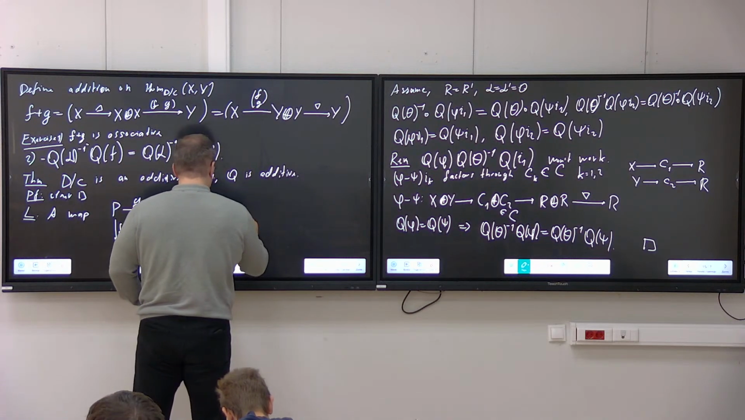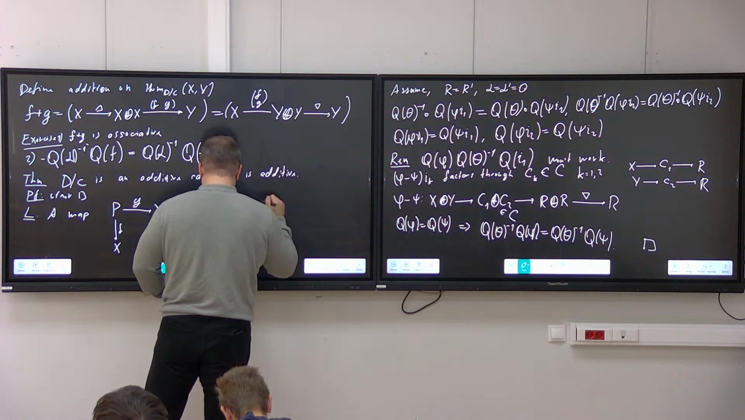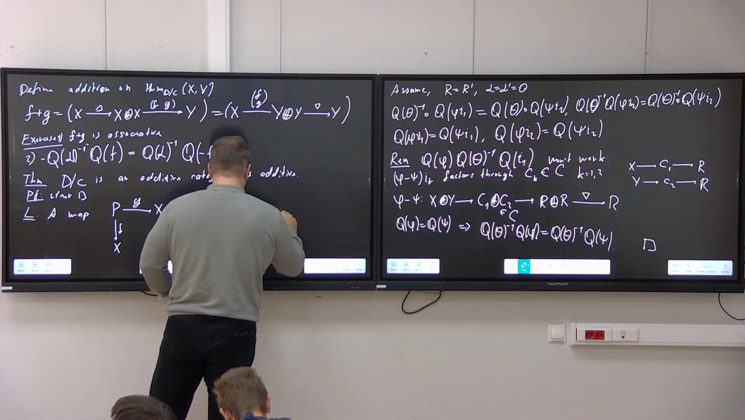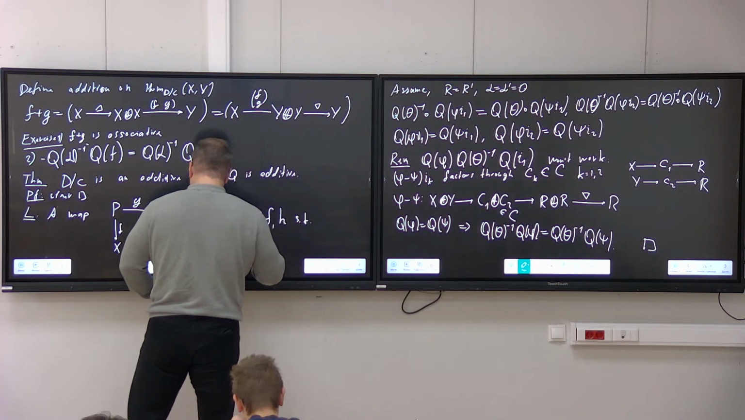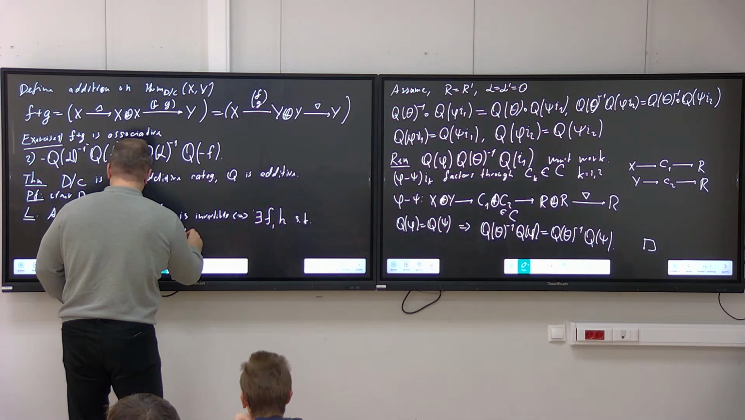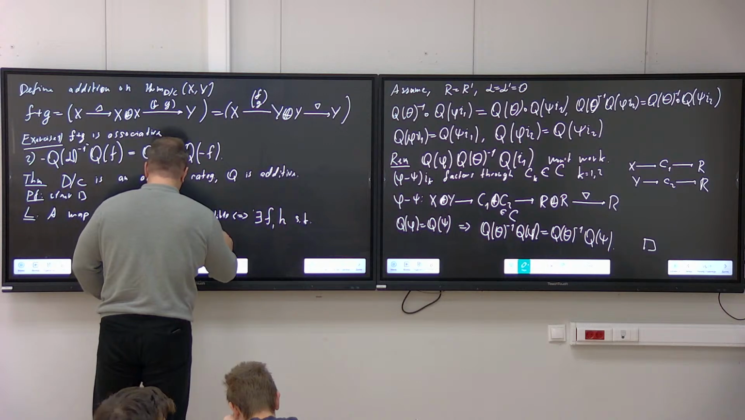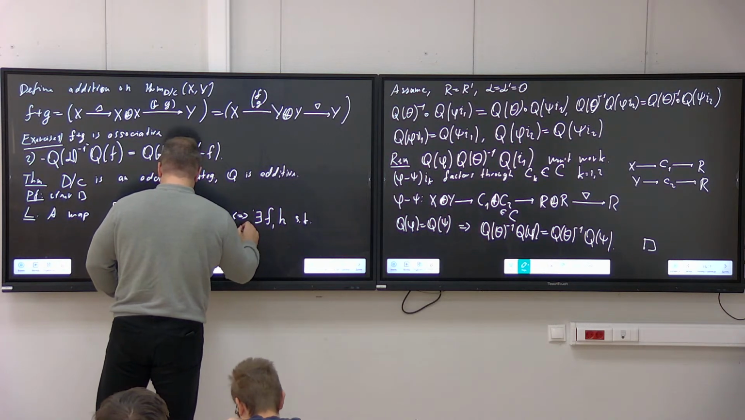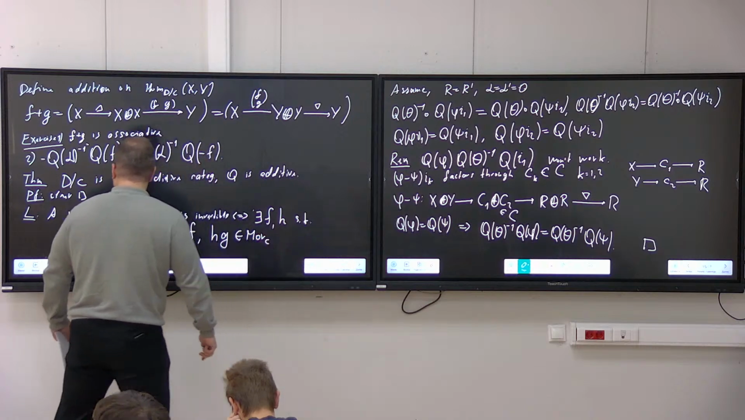If and only if there are maps F and H such that if we take the composition of G and F, and the composition of H and G, then these two maps are in the morphism class.